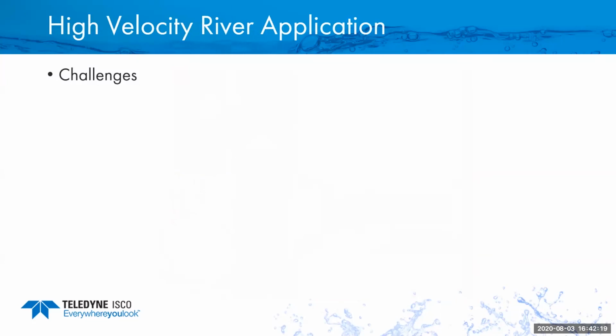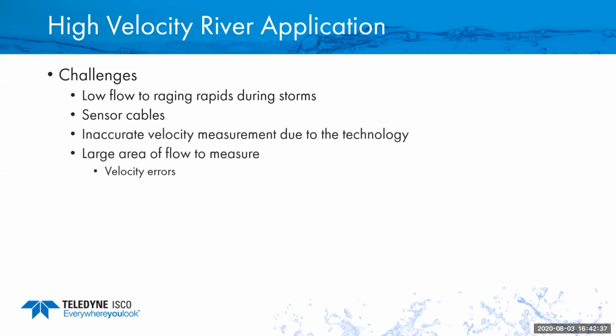Okay, so we have applications too where people are looking at rivers. Why is that challenging? Well, we all know we go from low flow to raging rapids during storm events. You put anything in there, first of all, putting any cables or sensors is not a good idea. Vandalism, people are going to do that, as well as just debris catching on those. And you're going to have some inaccuracies due to the technology. With a large area like that, it's difficult to measure it. So you're going to have some problems.